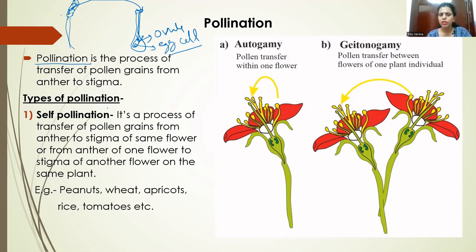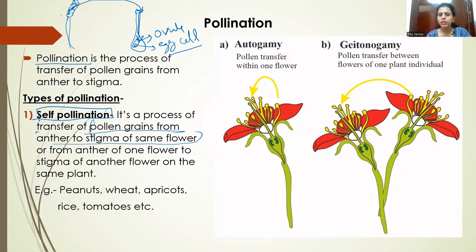There are two types of pollination process, self-pollination and cross-pollination. So this one is self-pollination. Now, in self-pollination, there are two conditions. When pollen grains get transferred from anther to the stigma of the same flower, this is called self-pollination. The first condition is when pollen grains get transferred from anther to the stigma of the same flower. The second condition is when pollen grains get transferred from anther of one flower to the stigma of a second flower on the same plant. So the second condition is also a kind of self-pollination.